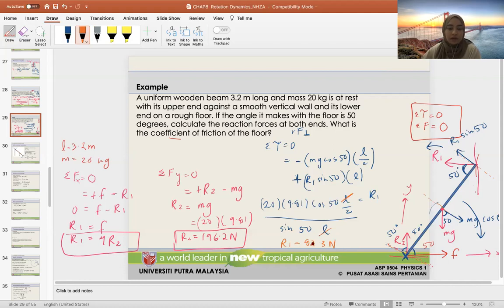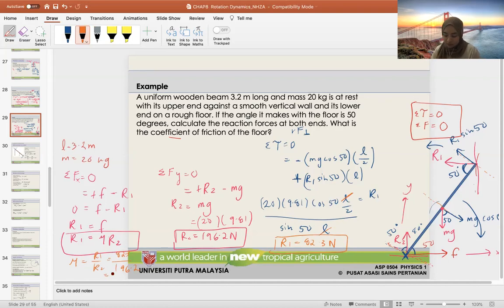So now I have my R1. I know what my R2 is. So I can just substitute into this equation, the first equation. So mu is equal to R1 over R2, and R1 is 82.3 divided by 196.2. The answer is 0.42. Okay, so mu is 0.42, no units. That is your final answer. Okay, so that's the end of this problem.